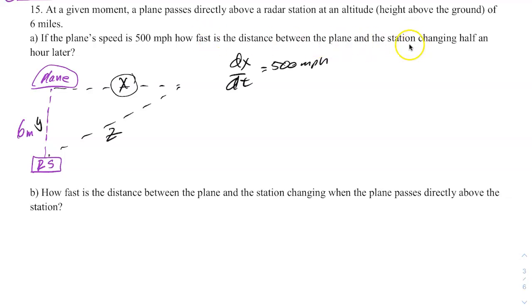What are we looking for? How fast is the distance between the plane and the station changing? So how fast is dz dt changing at t equals, now we're doing miles per hour, so my hour here will be 1/2. Half an hour later. Right, so we're doing miles per hour, but now we want half an hour later. So 1/2. Still kind of sucks, but not as bad as the 12-minute one we did earlier. Anyway, so we get this.